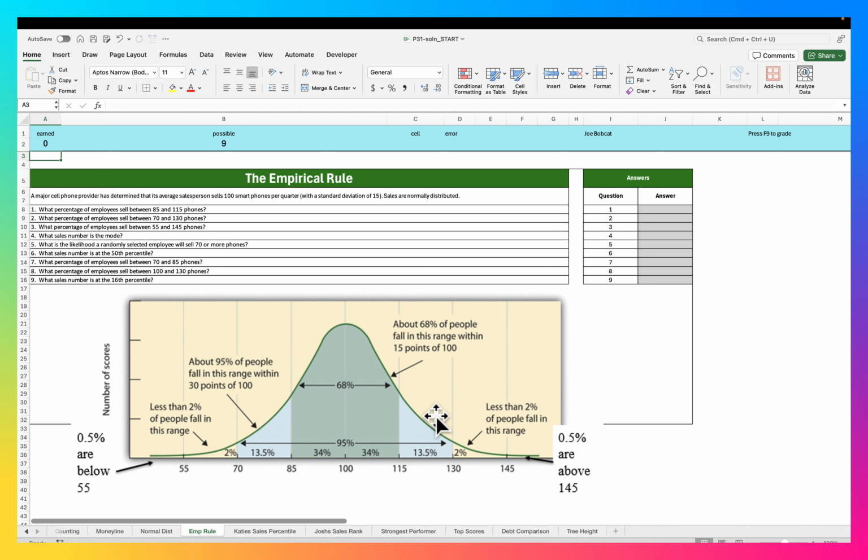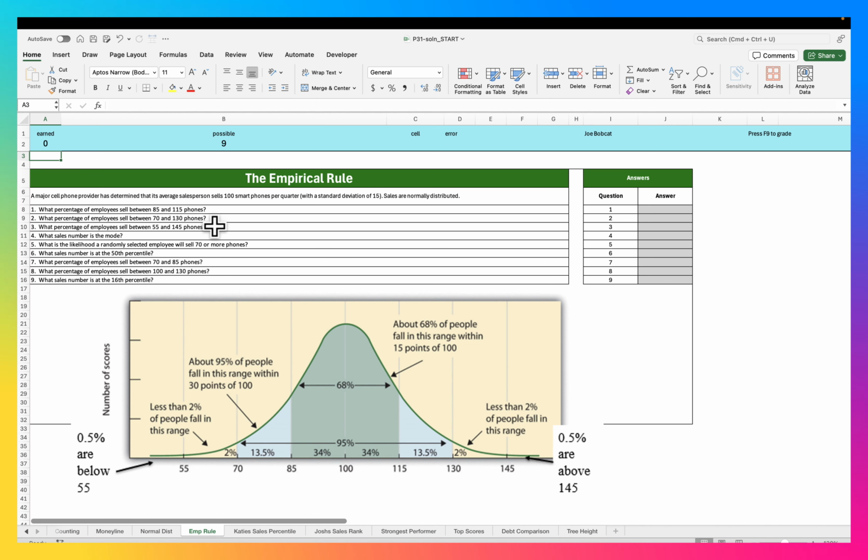So here's another normal distribution. Here's another empirical rule. So here's the mean at 100. A cell phone provider has determined that its average salesperson sells 100 smartphones per quarter with a standard deviation of 15. And so that's all you need to know about the distribution, what its mean is, and basically how wide it is, right? Because the standard deviation is effectively how spread out the values are, what their average distance from the mean is as you go east-west.